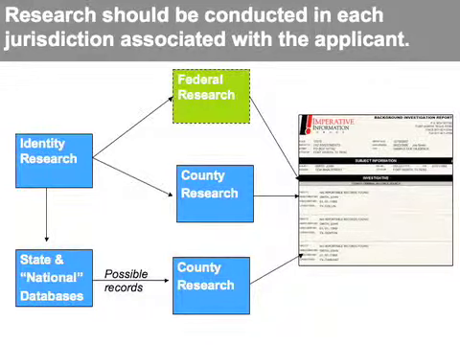And so we know we need to verify those records in any database, whether it's a state or a private database. And then we also take their identity research and search all the jurisdictions where they've lived previously. So we look in the counties where they've lived and worked. We look at their application and ask where they've lived, worked, and attended school. Plus we look at their identity research to identify those counties. And then finally, the federal research.